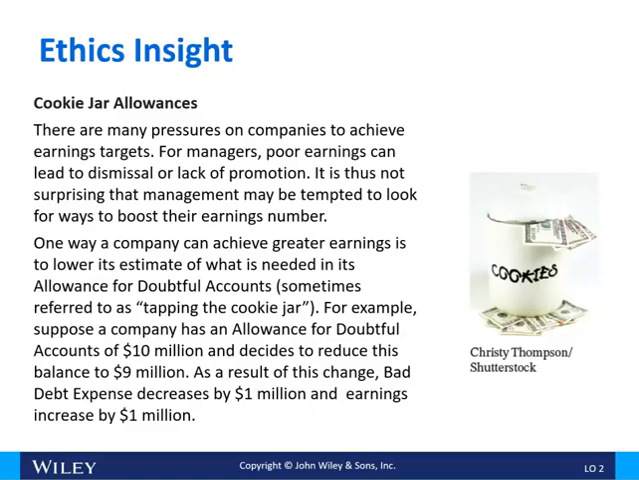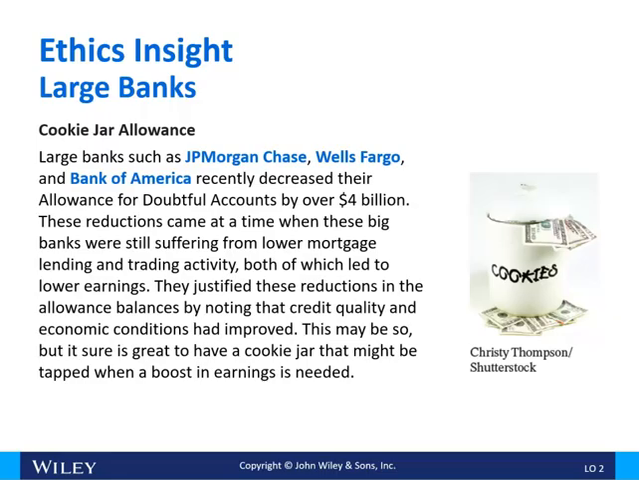So suppose a company has an allowance for doubtful accounts of $10 million and decides to reduce this balance to $9 million. As a result, the bad debt expense decreases by $1 million and therefore earnings increase by $1 million. So by doing something on the balance sheet, reducing your allowance for doubtful accounts, you can increase your income. Large banks such as JP Morgan Chase, Wells Fargo, and Bank of America recently decreased their allowance for doubtful accounts by over $4 billion.